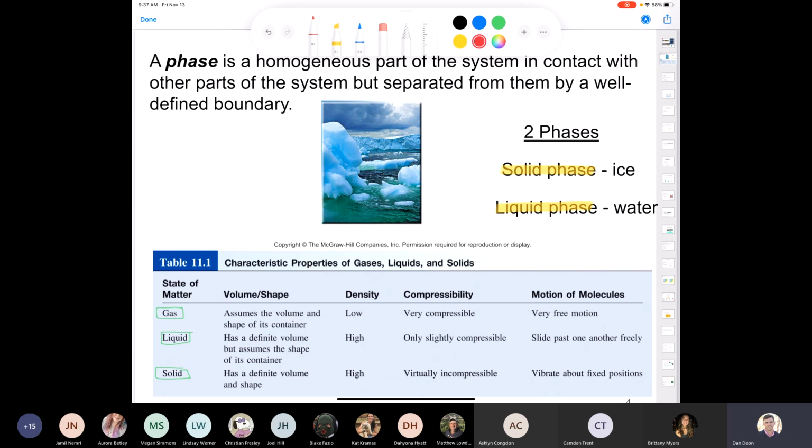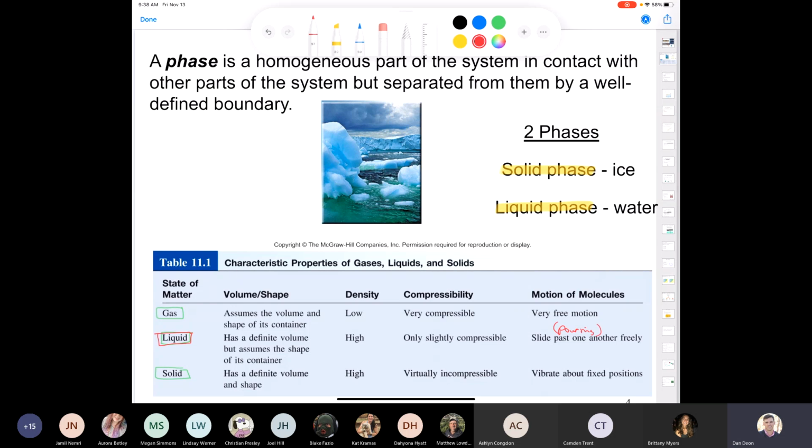If we look at liquids, liquids have a defined volume, but they don't have a defined shape. They'll take up the shape of their container. Their density is higher, right? Because the molecules are closer together, so we're going to have more molecules per unit volume. Liquids are only slightly compressible, very, very little, and the molecules are going to be able to slide past one another freely. That's why we can pour liquids, right? If you think about pouring a liquid, well, what's happening?